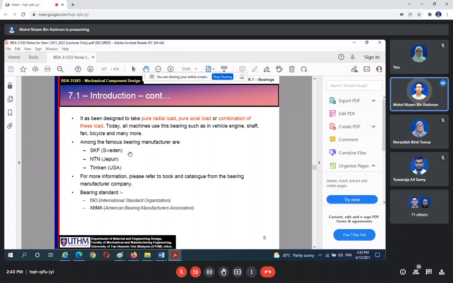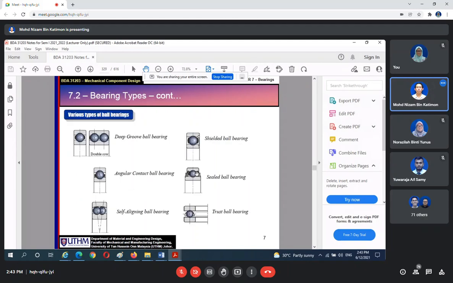The calculation of the bearing is designed to take pure radial load, pure axial load, or a combination of both loads. Today all machines use bearings: in vehicle engines, shafts, fans, bicycles, and many more. They use bearing standards: ISO, the international standard, and ABMA, the American Bearing Manufacturers Association.